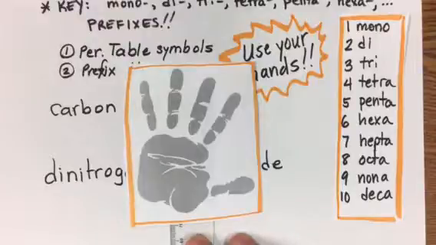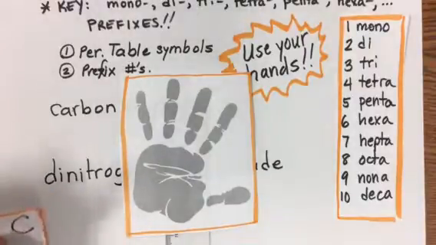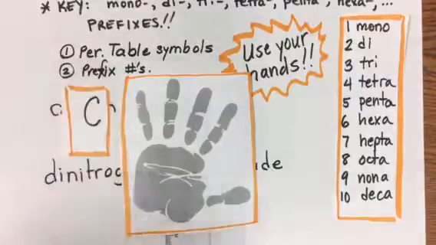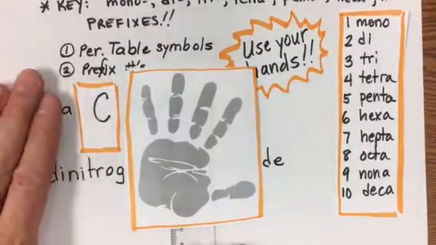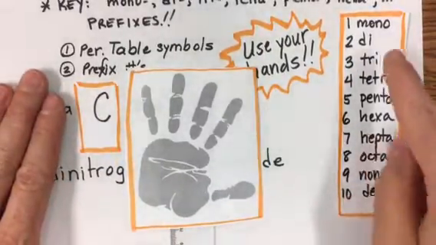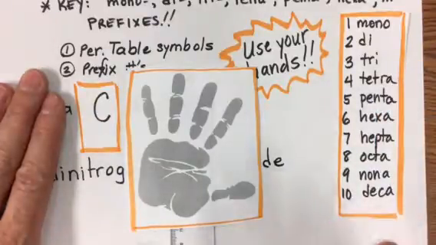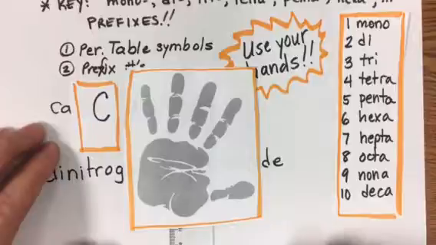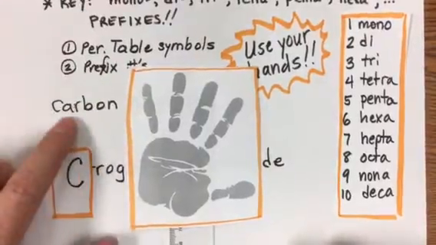By use your hands, what I mean is just take it one part of the name at a time. So carbon dioxide, cover up the dioxide part and just focus on the carbon for a minute. You find the symbol for carbon on your periodic table. There it is, C. Now once you found that, focus on whether or not you need to worry about a prefix here. The prefixes are mono, di, tri, tetra, and so on. There is no prefix on carbon here.